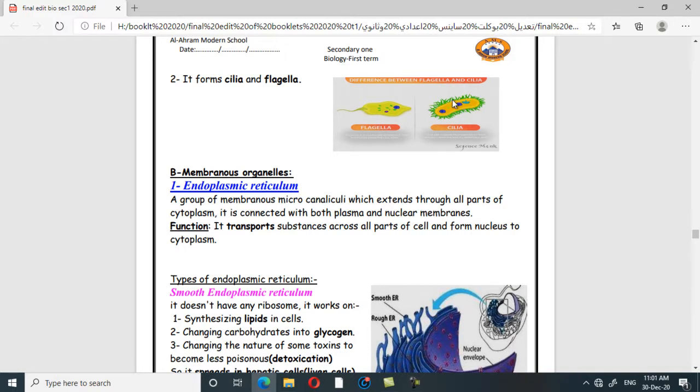Also, the centrosome forms the cilia. Cilia, like small hairs, surround some microorganisms like paramecium. Cilia can also be found inside the respiratory system, in the trachea, to remove wastes out of the respiratory system. So, to summarize, the function of the centrosome is to help in cell division by forming the spindle fibers, to form flagella, and to form the cilia.